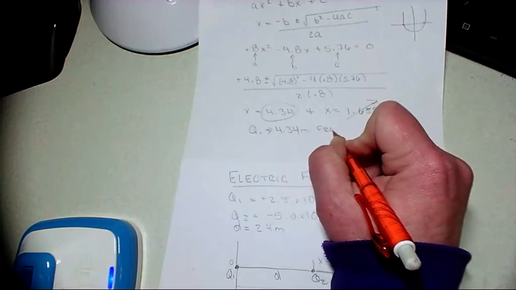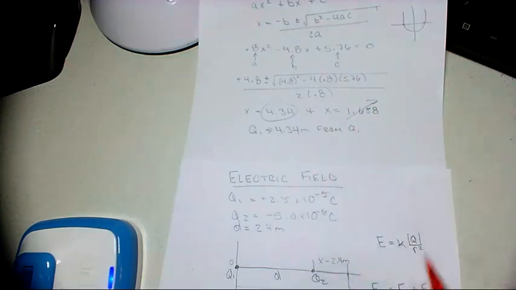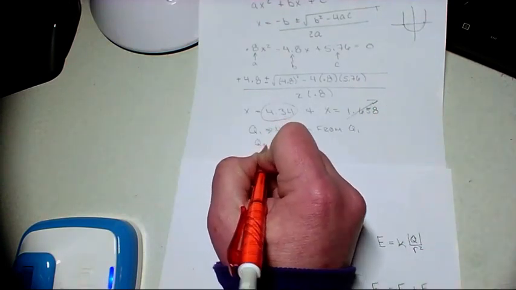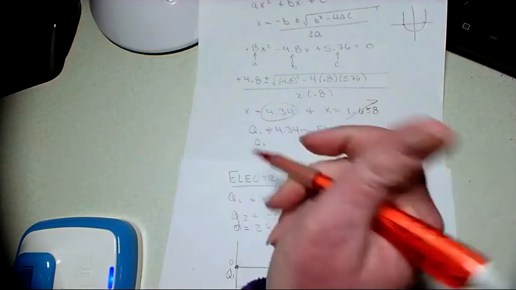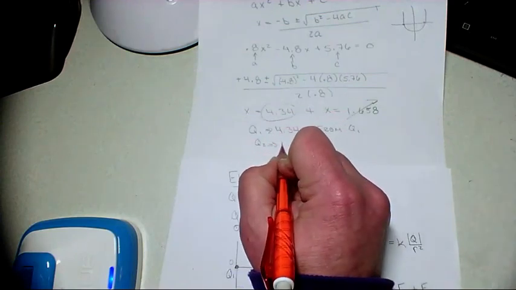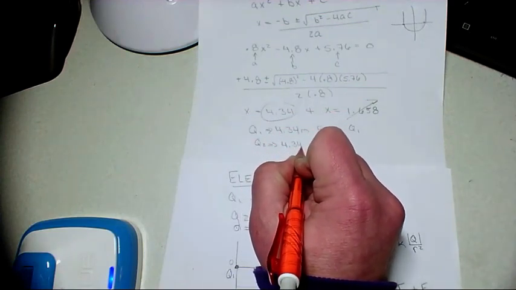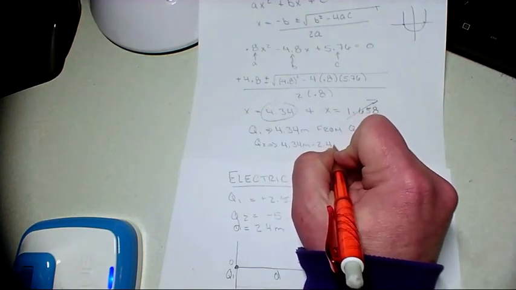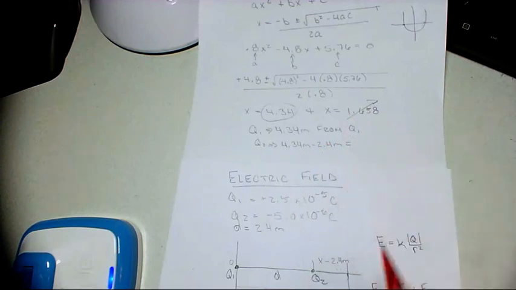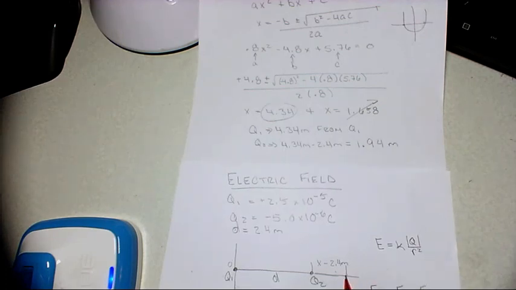And Q2, remember we defined that as x minus 2.4 meters. So that one is going to be x, 4.34 meters, minus the 2.4 meters. That one equals 1.94 meters. So that makes sense. So somewhere right about here.